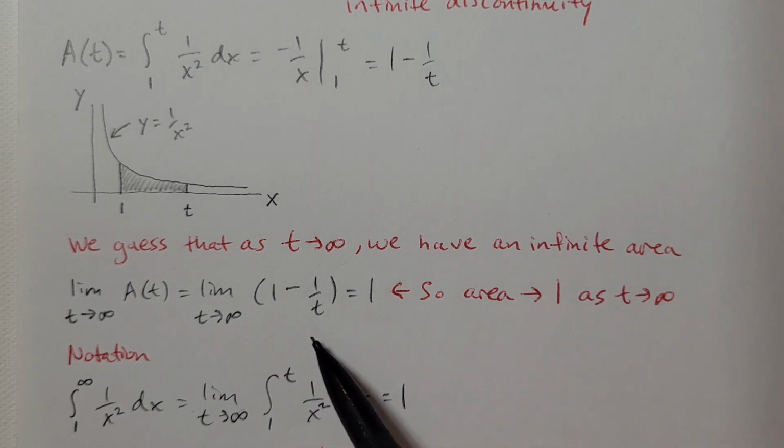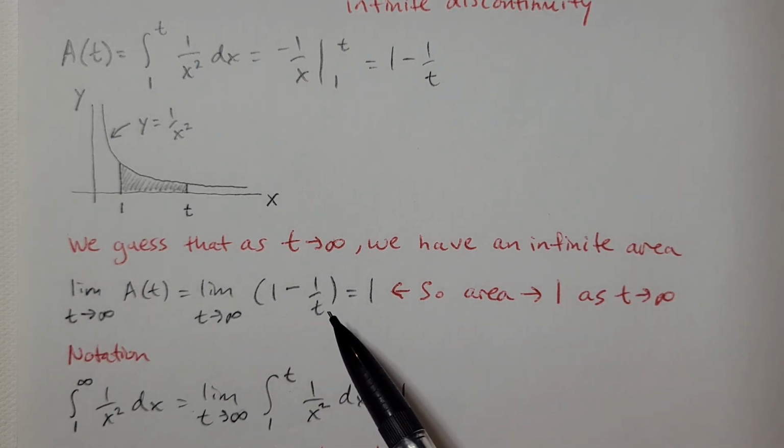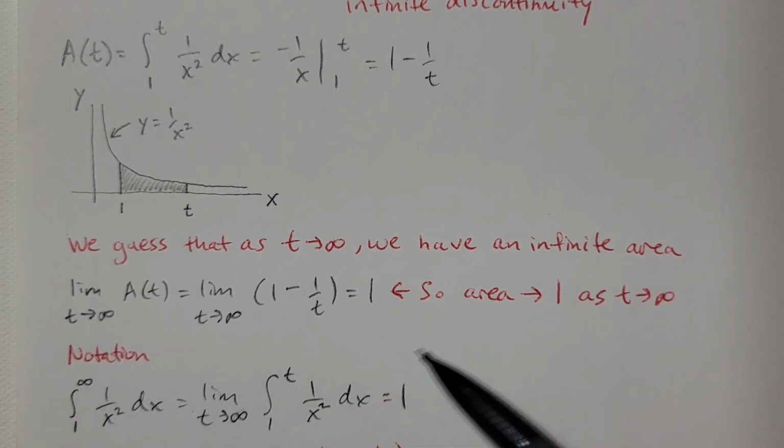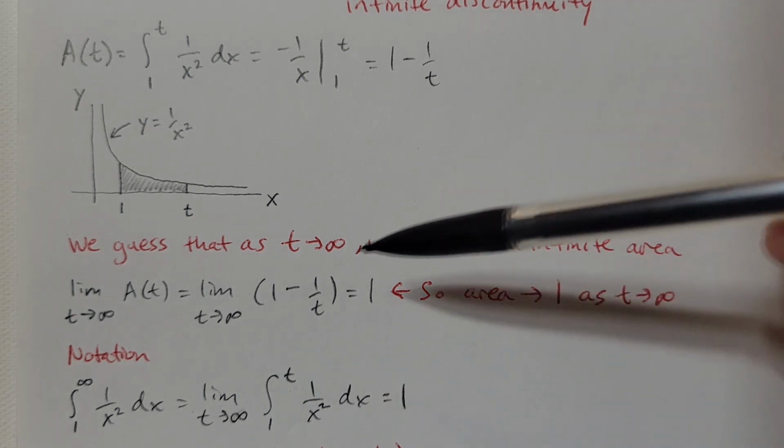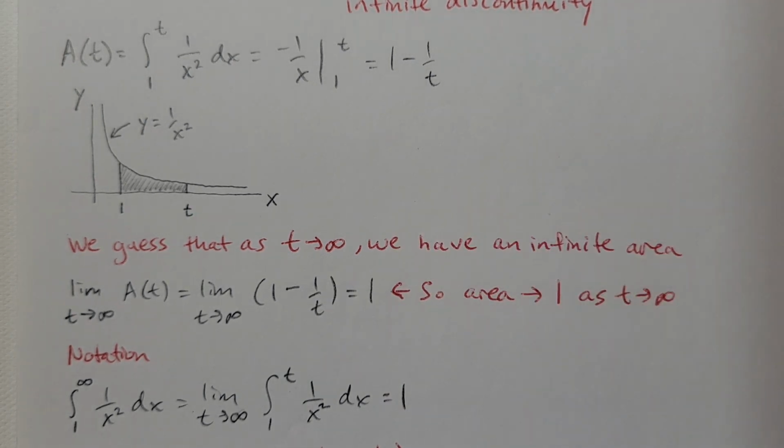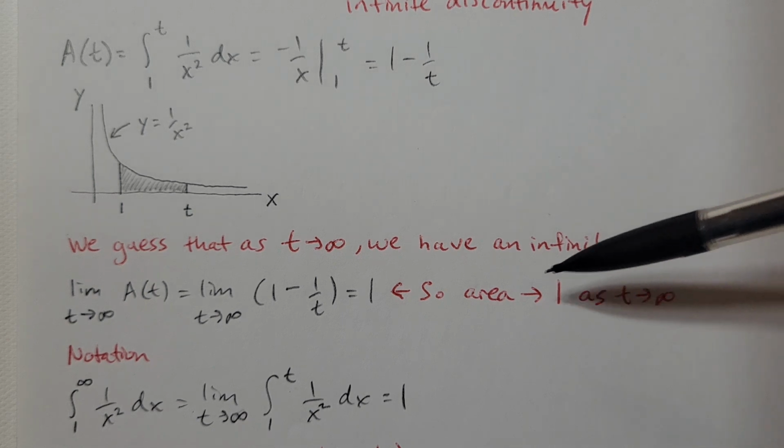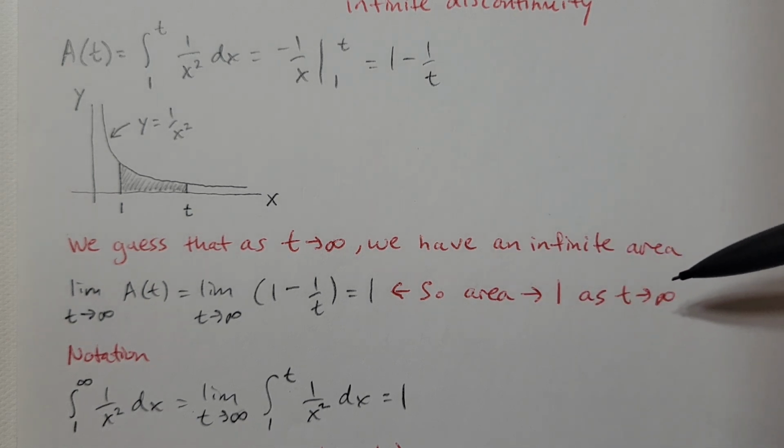And when I compute that limit, the limit as t approaches infinity of 1 over t, that's 0, right? Because the denominator is growing without bound as the numerator just sits at 1. And the limit of a constant is always the constant, so I get 1. Okay, so the area is approaching 1 as t is approaching infinity. Now this is an example of an improper integral.